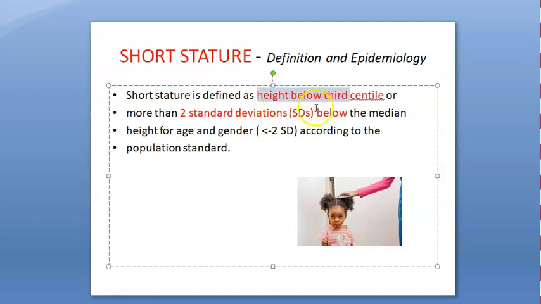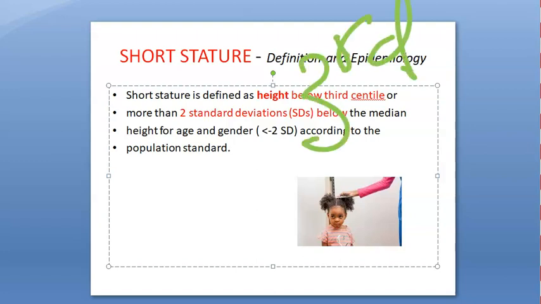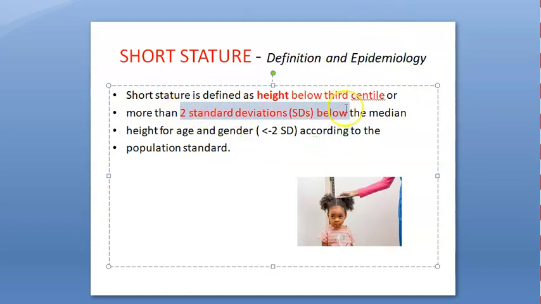Let's look at this. Height. Stature means height, right? First of all, what are you talking about? Height. Height is less, correct? Height below third centile, right? Or more, it is 2 standard deviations below the median height for that age and gender, okay.